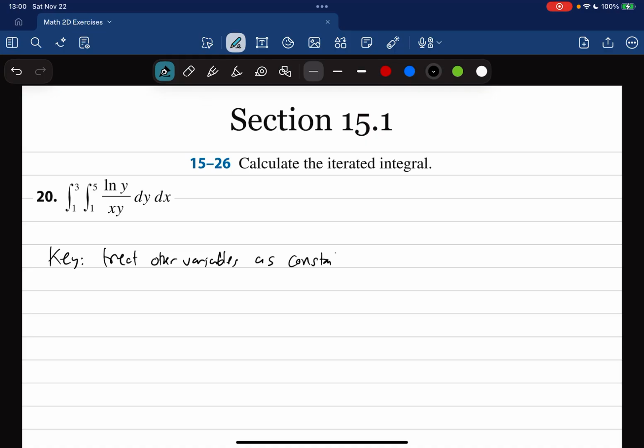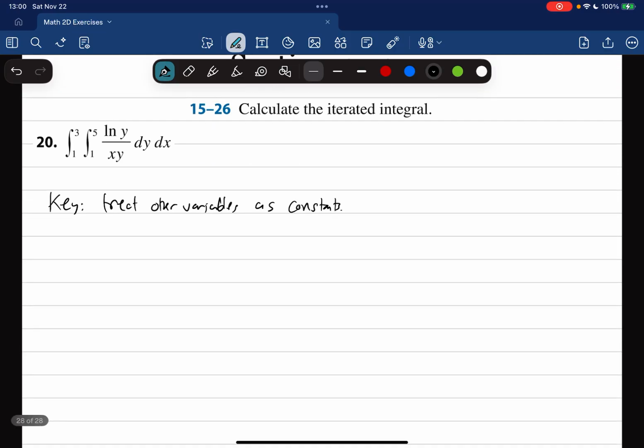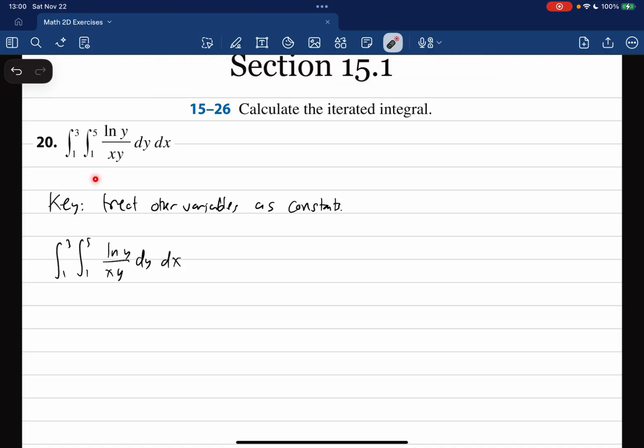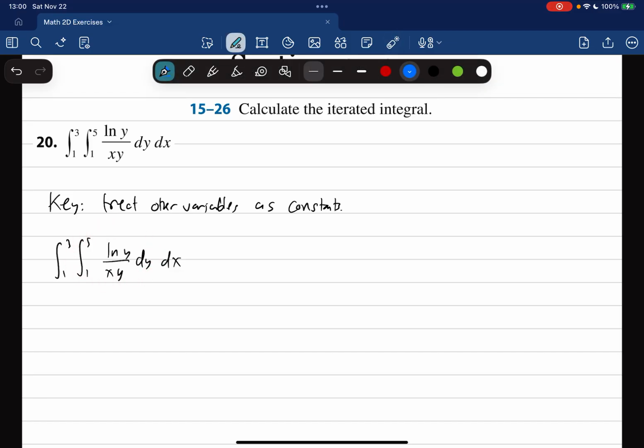So first let me clean this up. There we go. And so like with this example, we have the integral from 1 to 3, integral from 1 to 5, of ln y over x times y dy dx. And we're going to work from the inside out always with these. So when we write an iterated integral like this, we'll always evaluate the innermost integral first and then work our way out. So our first job will be to calculate this integral right here. So let's put this off to the side.